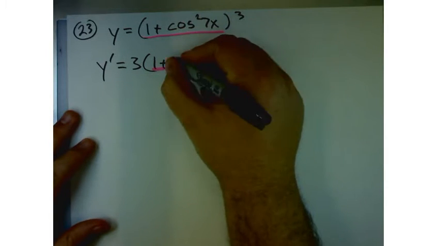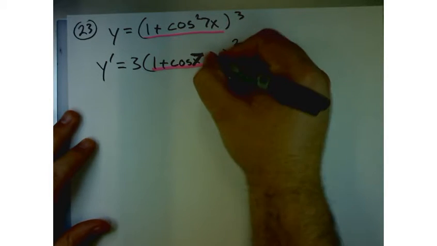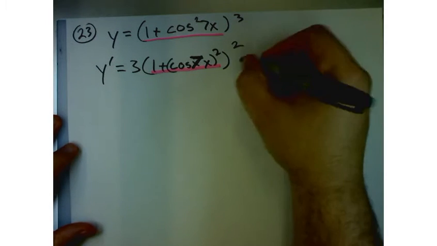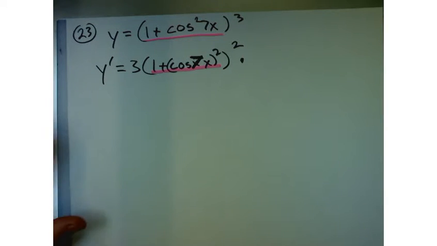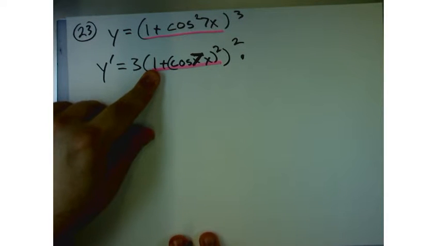It's actually cosine of 7x squared. So now I have to take the derivative of the stuff on the inside. Okay? So now the derivative of 1 is just 0. Okay?